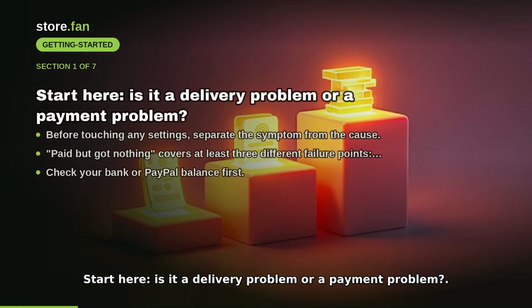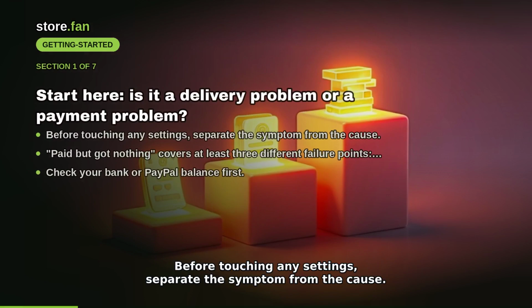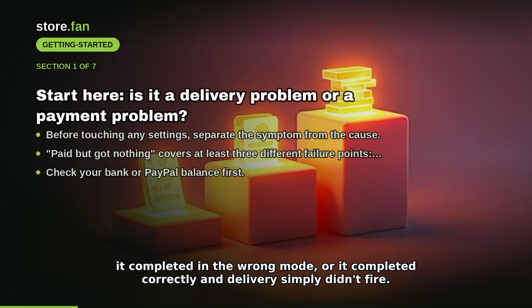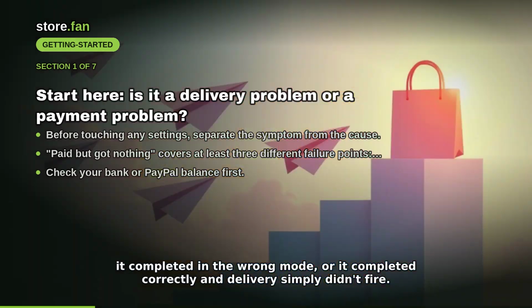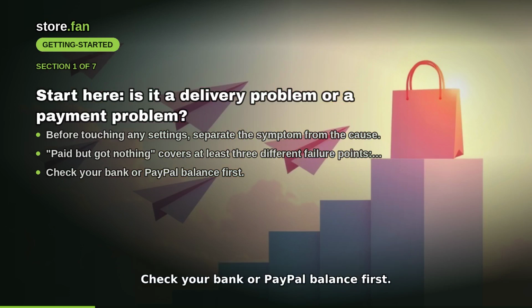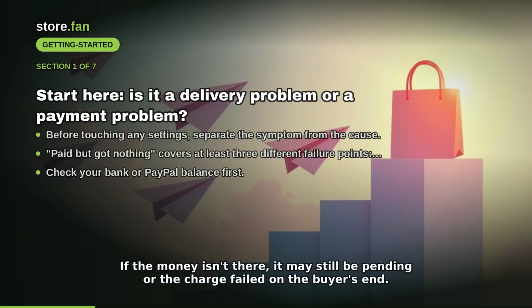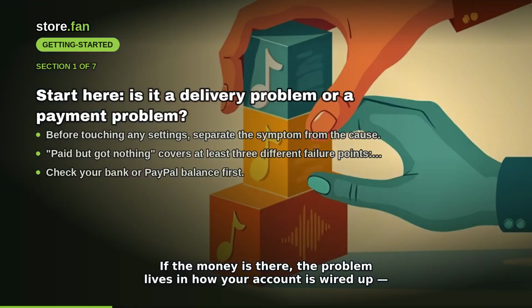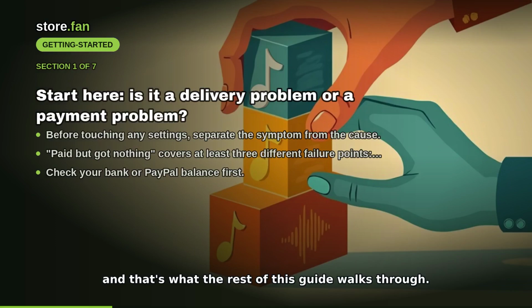Start here. Is it a delivery problem or a payment problem? Before touching any settings, separate the symptom from the cause. Paid but got nothing covers at least 3 different failure points. The charge didn't actually complete. It completed in the wrong mode, or it completed correctly and delivery simply didn't fire. Check your bank or PayPal balance first. If the money isn't there, it may still be pending or the charge failed on the buyer's end. If the money is there, the problem lives in how your account is wired up. And that's what the rest of this guide walks through.